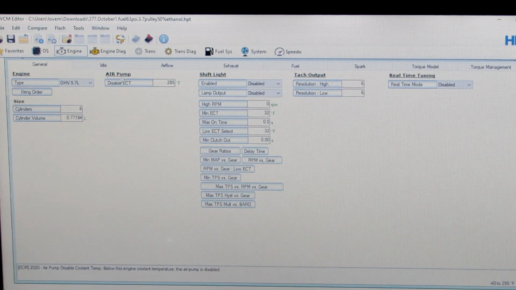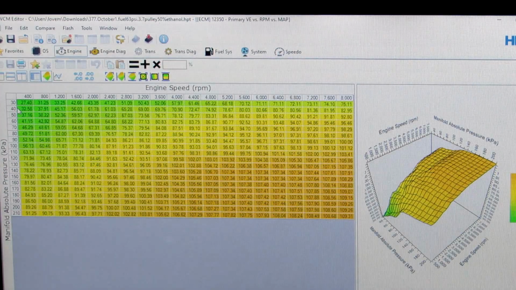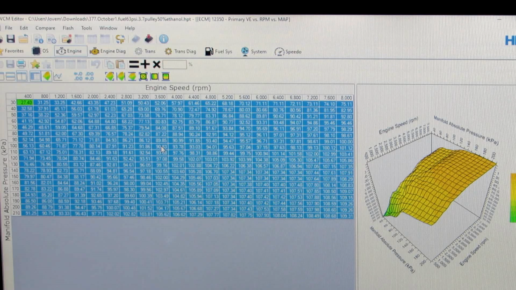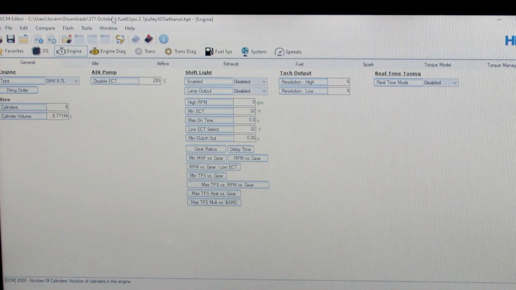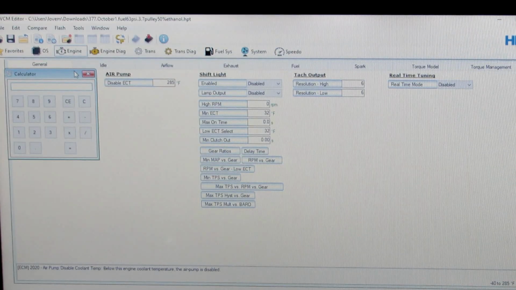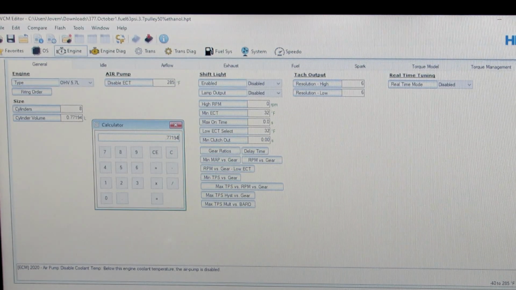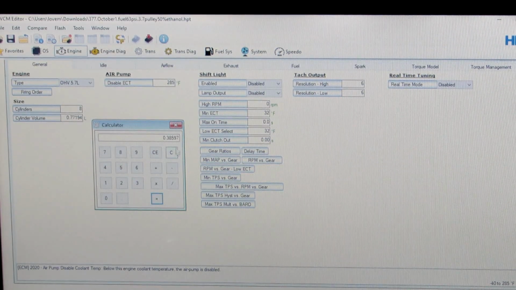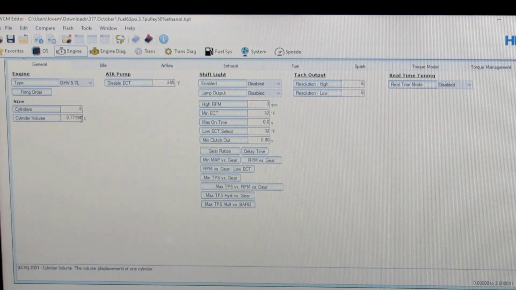Before we do that, we want to go into the airflow and look at the primary VE table. We're going to copy this. And then go back to the cylinder volume, open up our calculator, and enter our current number for cylinder volume in liters, and multiply it times 0.5, then take that number and copy it into our cylinder volume table.